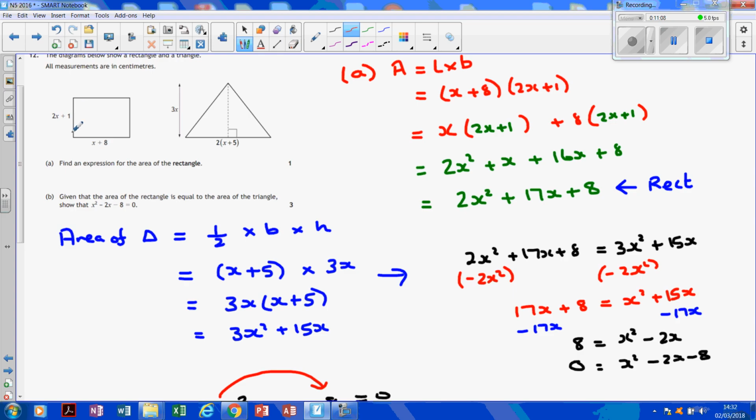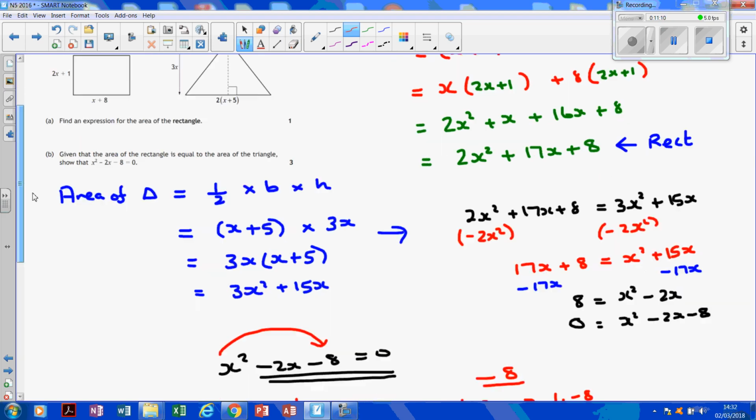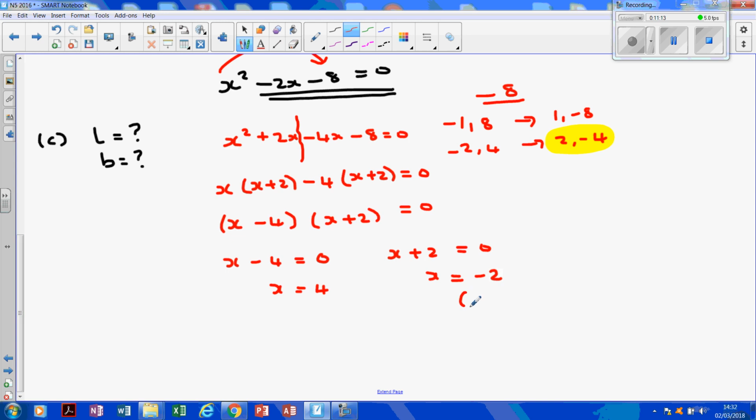I can't get a negative length, so I can't use that value of x. So that one there is not a solution, and you would say not a solution. Don't just leave it. You cannot get a negative length. And that's you explaining clearly that you've thought about this and you've made a decision.